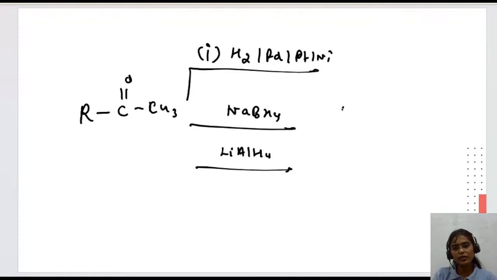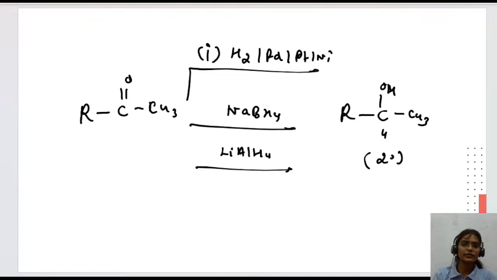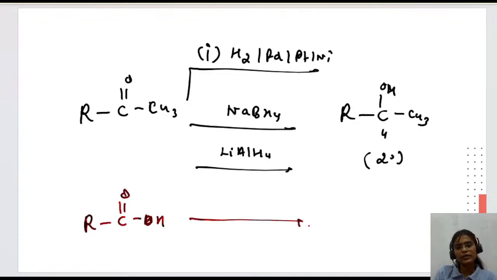Okay, so let me write what we are going to get here. That is a secondary alcohol. What if I want to use the acid? Let's suppose I'm using a carboxylic acid and I want to stop the reaction here. I'm repeating my question one more time. You have three reagents: H2 with Pd, platinum or nickel (catalytic hydrogenation), or NaBH4, or lithium aluminum hydride. Which one are we going to prefer here so that we can directly get the alcohol?